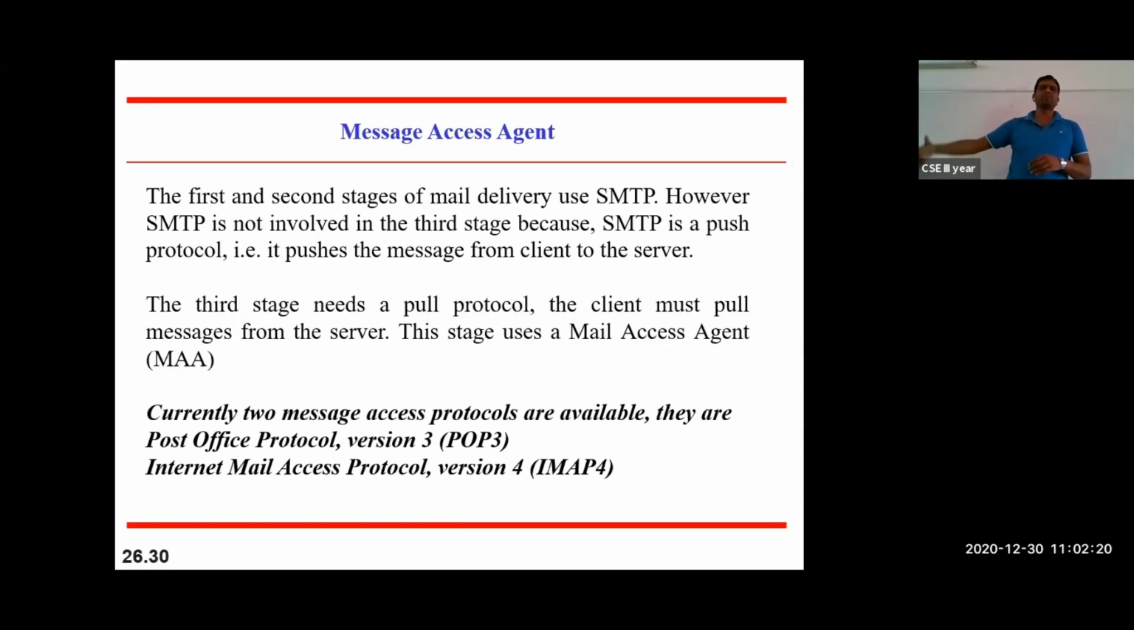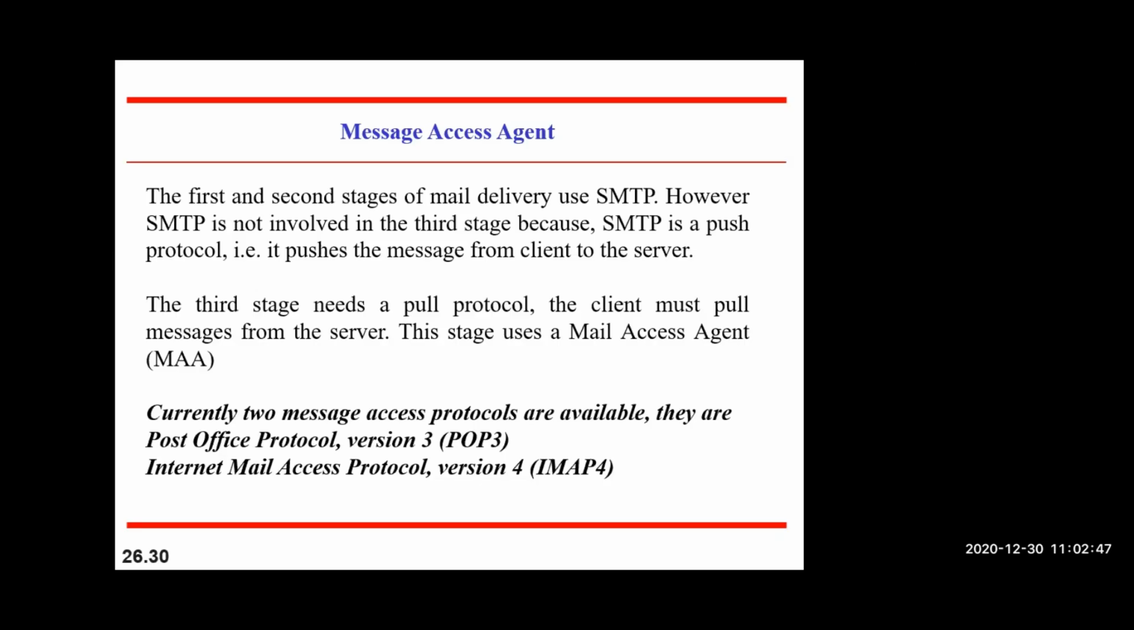But from there, it should be pull based. So what should be used there? Mail access agent is required. On the receiver side, mail access agent is required to pull the data from the server to my inbox or to my local device, right? So SMTP is not involved in the third stage because SMTP is a push protocol. MTA is a push action. MAA is pull based.